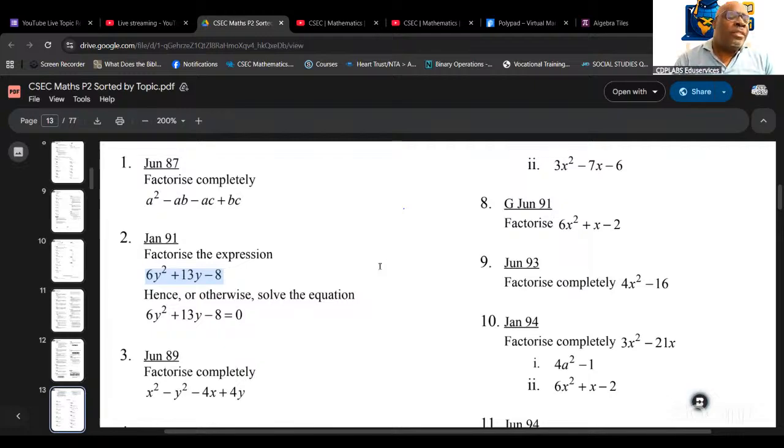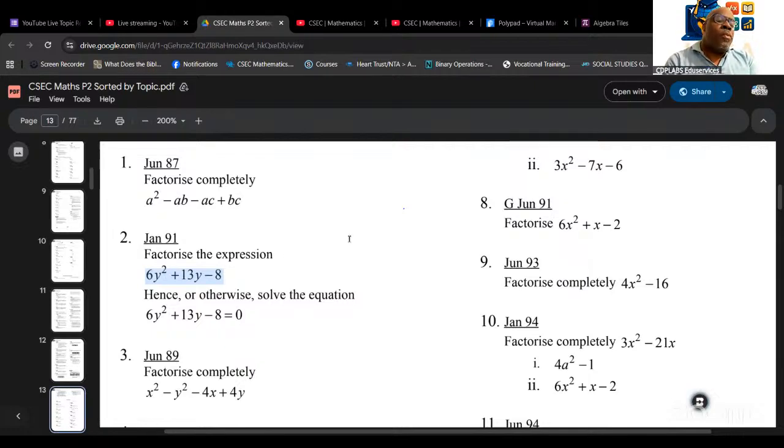Now, there's a hands-on method that we can use to show you how you could practically solve this problem. But guess what? If you want to see this, accept our invitation to join one of our maths classes during our online marathons. Well, let's just factorize 6y squared plus 13y minus 8.